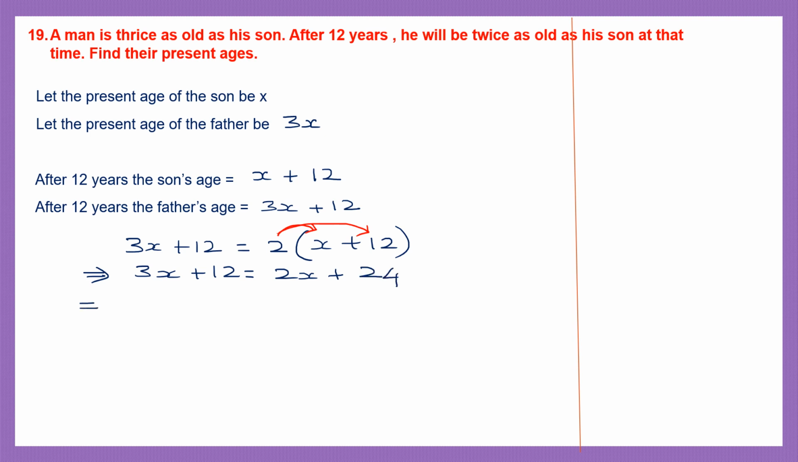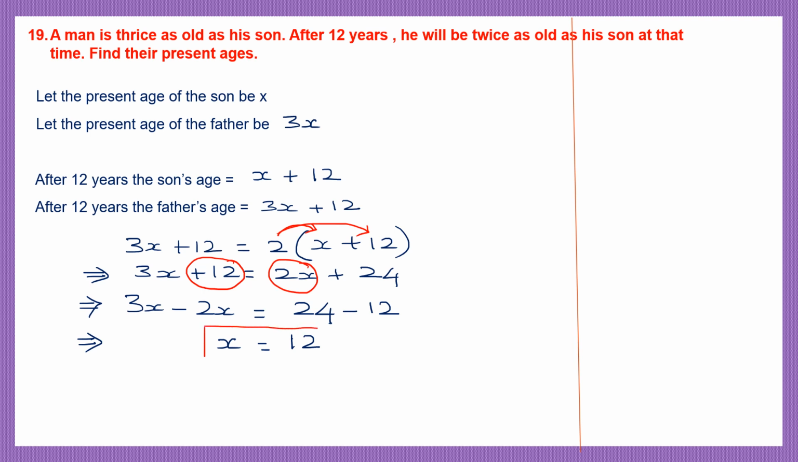Now let's do some transposing. We'll get all the x terms to one side. So 3x, then I'm transposing 2x. It's plus here, so when it comes to the left hand side it becomes minus 2x. On the right hand side, I already have 24. I'm going to transpose plus 12. This is plus, so when it comes to the right hand side, it becomes minus 12. So 3x minus 2x, 3 minus 2 is 1, so it's simply x. Now 24 minus 12 is 12. So we have found x.